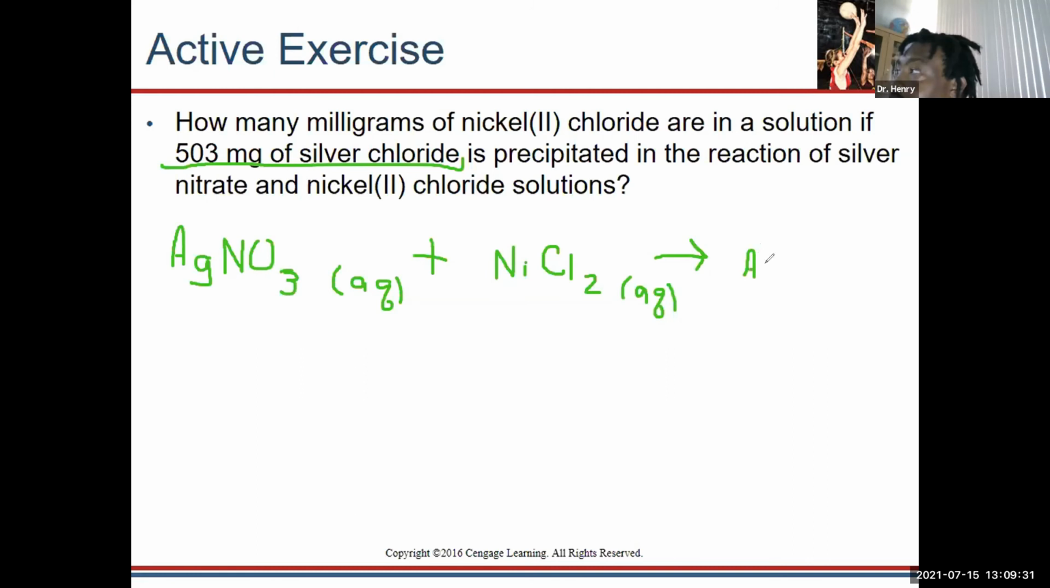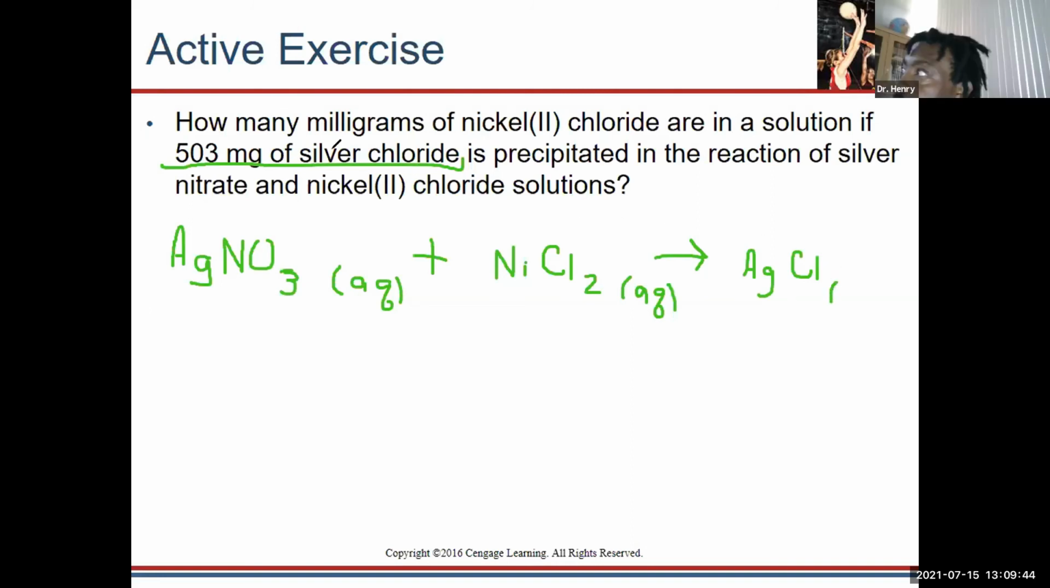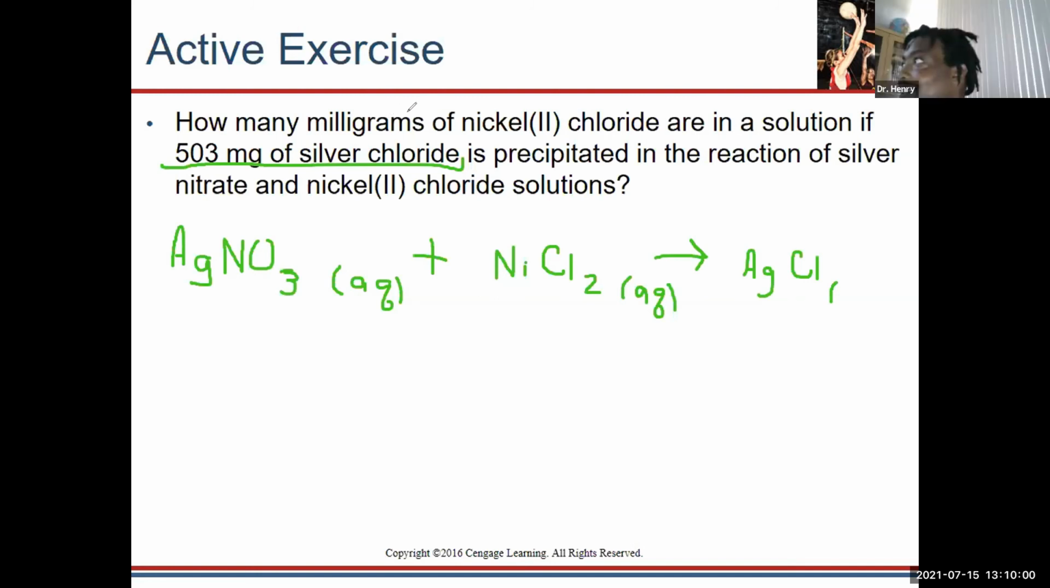Ag, silver is a +1 charge. Chlorine is a -1 charge, so it's AgCl. Silver chloride. Okay, and this says it's a precipitate, right? So it says precipitates. What does that mean? Solid, liquid, or gas? Solid. So anytime that you see the word precipitate, it means solid.